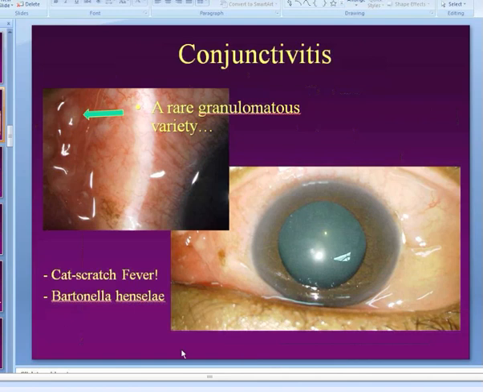There's other types of conjunctivitis, of course. Here's a granulomatous type, a patient of mine that has a baby kitten, a cat scratch fever conjunctivitis.